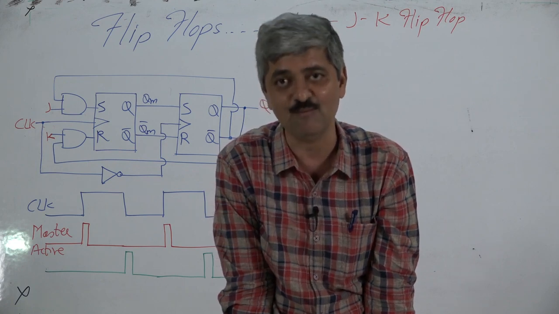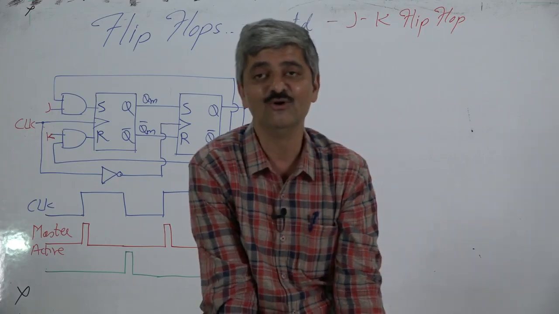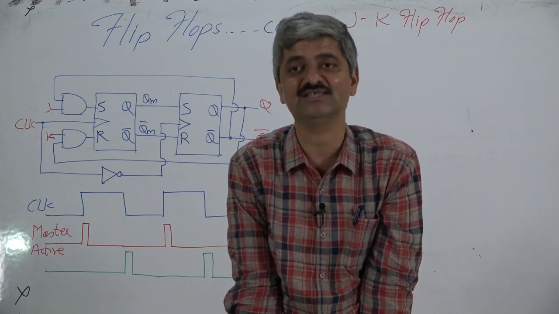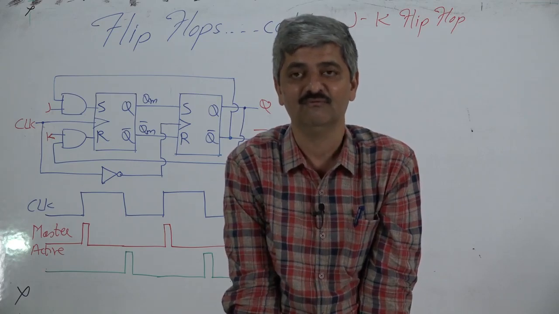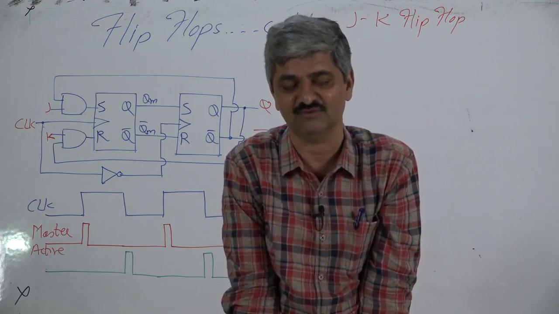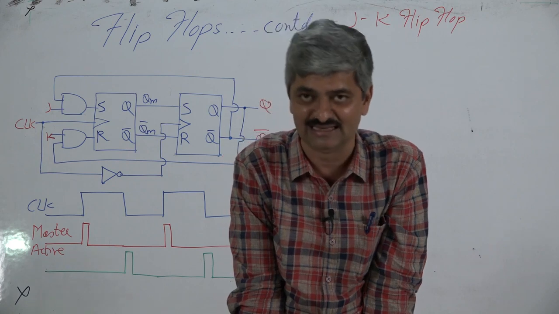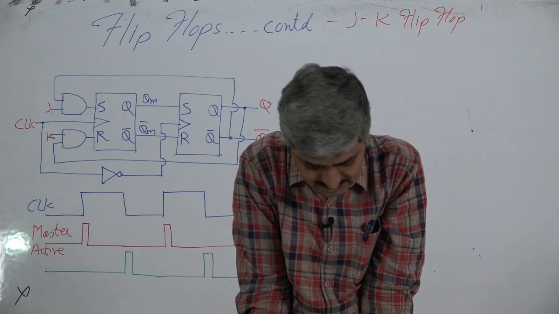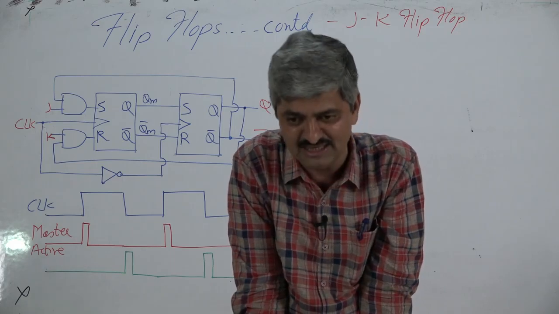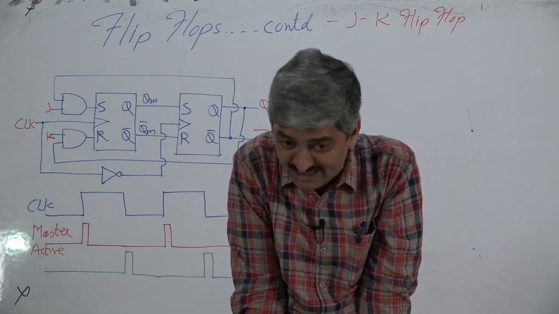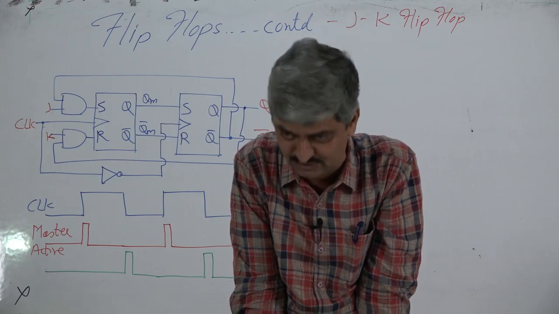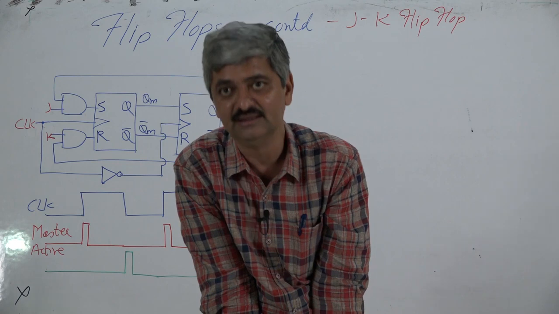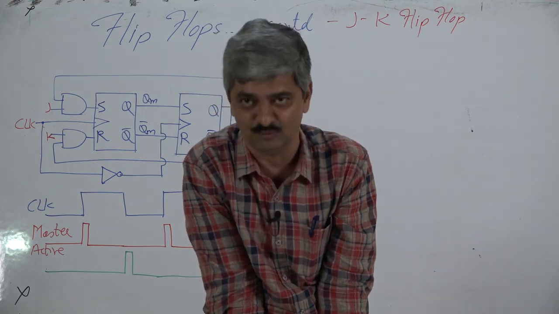And then at the time of falling edge, slave copies intermediate outputs. That time master is inactive. When slave is active, master is inactive. When master is active, slave is inactive. So an active master will decide intermediate outputs depending upon previous actual or final outputs. And at the time of falling edge, the intermediate outputs decide final outputs.